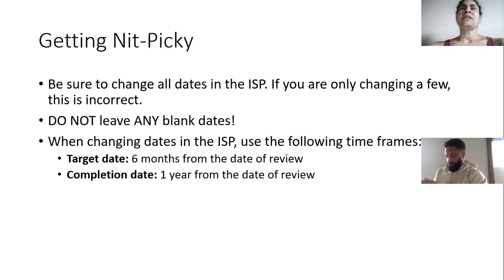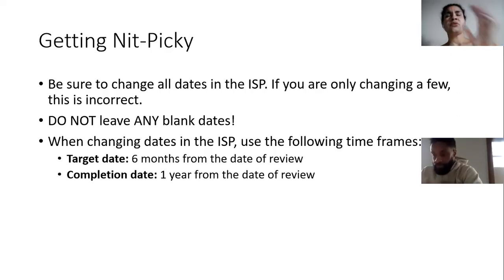So if I were updating a treatment plan for today, my target date would be July 16th. And then my completion date would be January 16th of 2022. So one way to make sure that you've got it right is that each date should be 6 months apart.